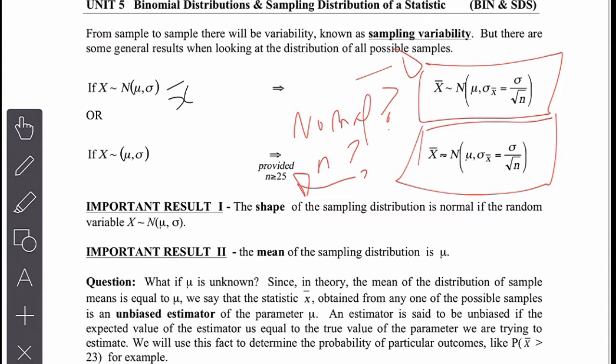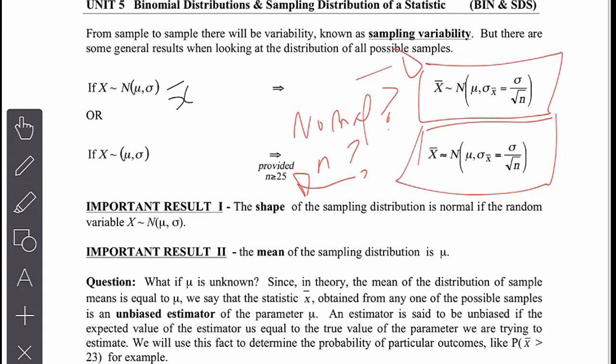Well, it turns out that if you start with a variable that's normal, so it's that regular shape that makes predictions easy, and we know the mean and the standard deviation, then we can expect the same shape in the distribution of sample means, the same mean, and a standard deviation that's smaller by a factor of square root of n. So the sample means are a much tighter distribution than the original random variable.